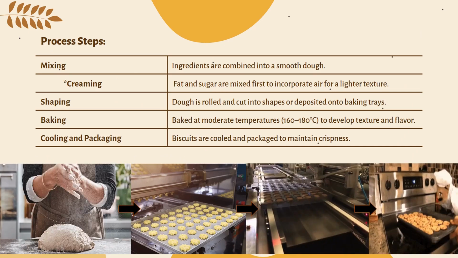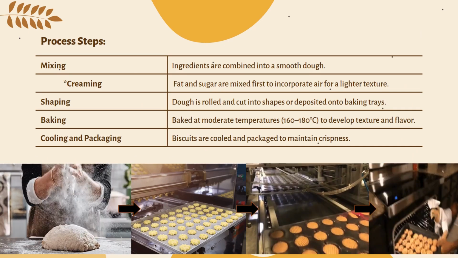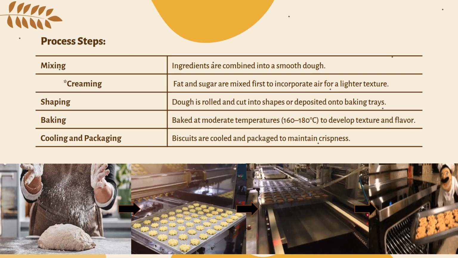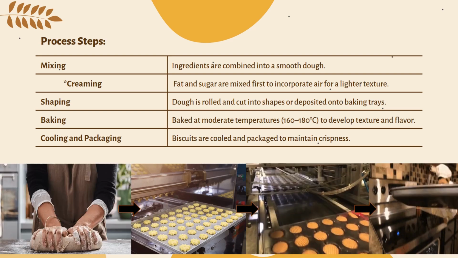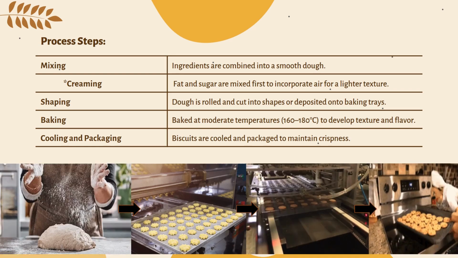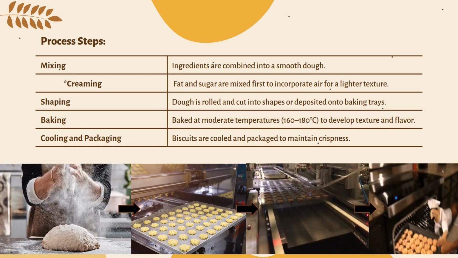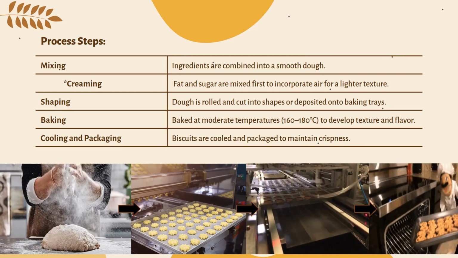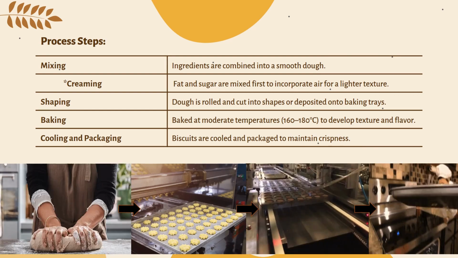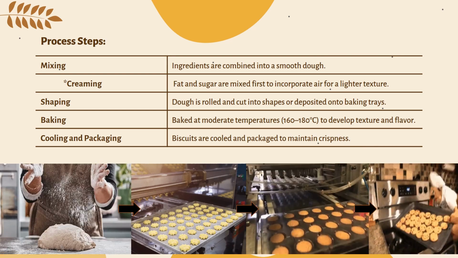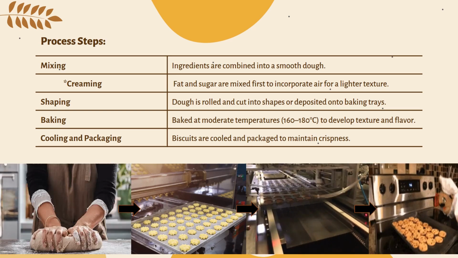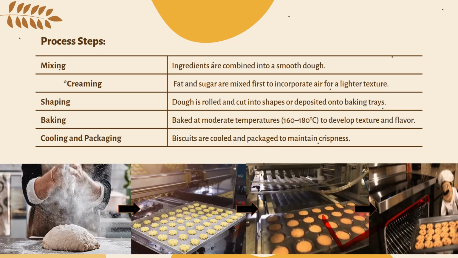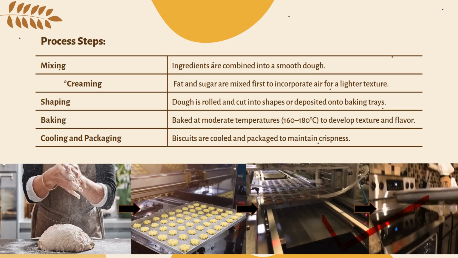So these are the process steps. Ingredients are combined into a smooth dough. After this, fats and sugar are mixed first, incorporating air for a lighter texture. Then the dough is rolled and cut into shapes or deposited onto baking trays. Some biscuits are aerated for a light texture, while others use more fats and sugar for a denser bite. Then, after baking, they are cooled and packed to maintain the freshness. That's why biscuits have such a long shelf life. I hope the processing steps of biscuits are clear to you all.